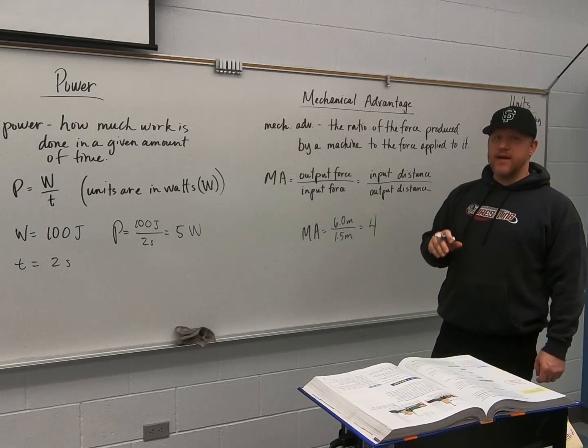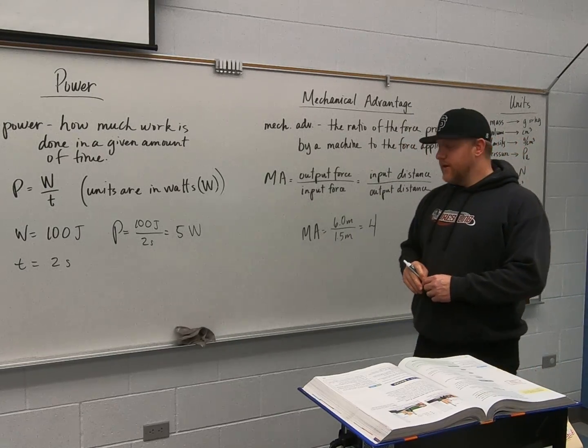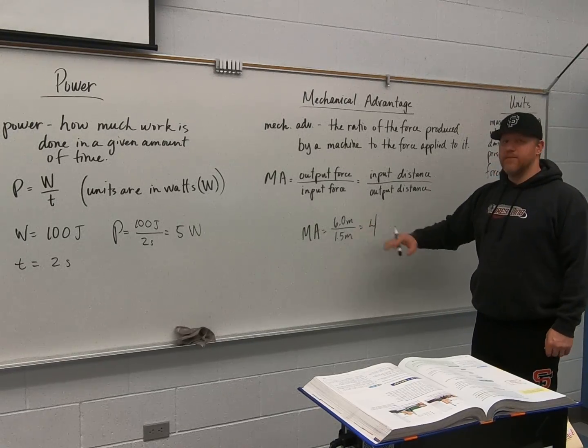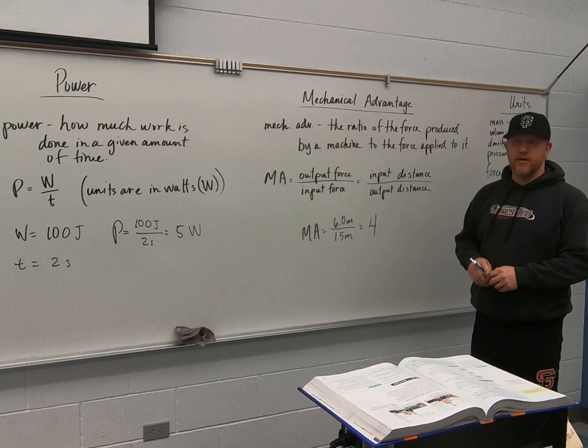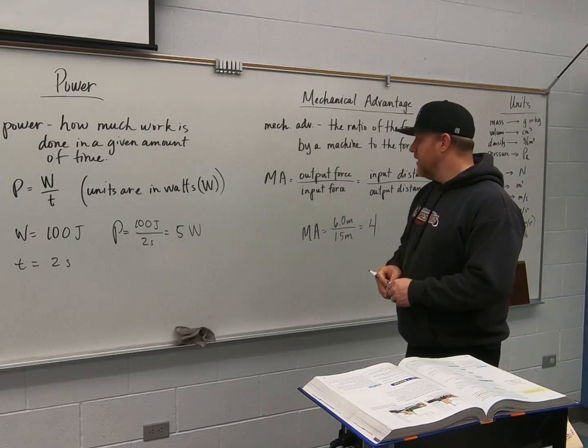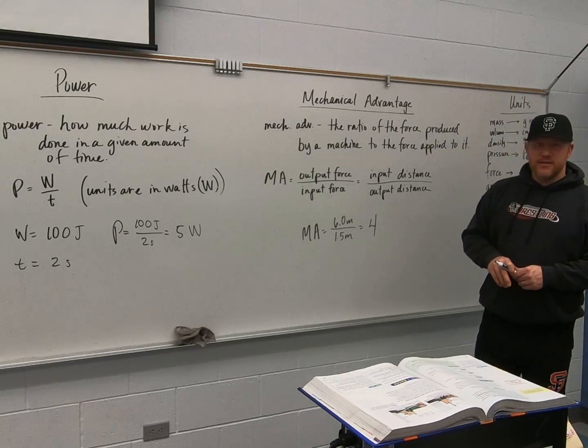Again, I want a mechanical advantage of more than 1. Usually if it's less than 1, I've probably got them upside down. I've done something wrong. There are machines that have a mechanical advantage of less than 1, but usually it's not the case.